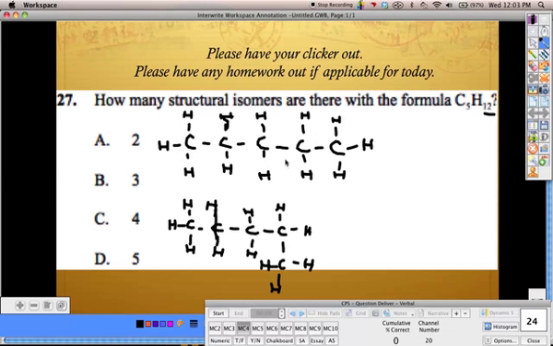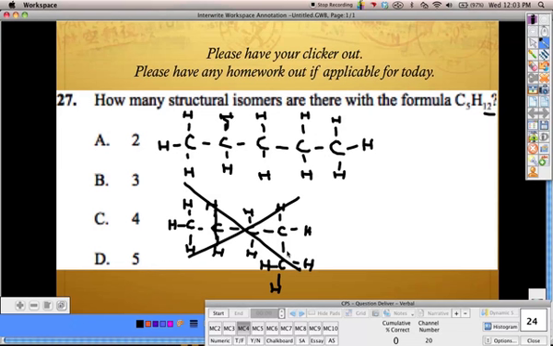If I was to write the condensed structural formula for this one, it'd be CH3, CH2 3, CH3. That's the same thing here. Just because I put a bend in it does not make it different. These two are the exact same thing. So this is not one of my structural isomers. I already have it right there.